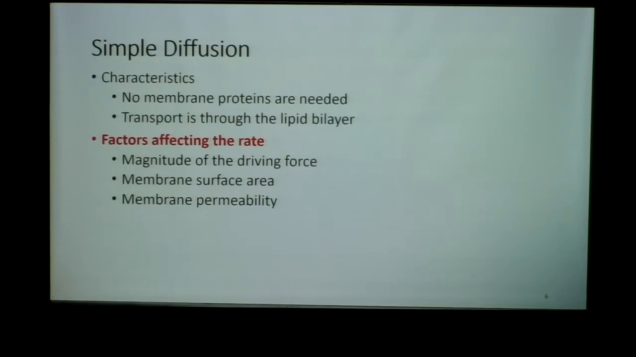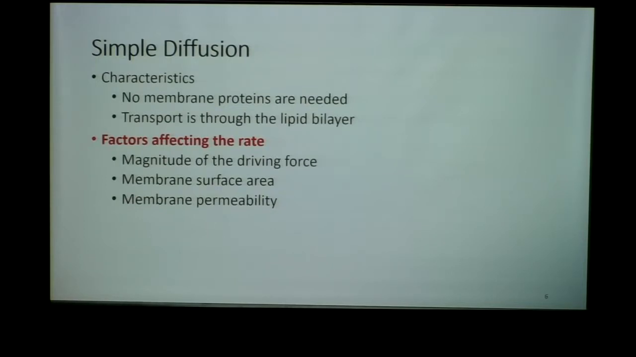Now, we want to understand here that there are no membrane proteins required. And this simply means that there's no facilitation required whatsoever. There's no mediators, there's no carriers required. These particles are moving freely through the lipid bilayer, okay? And so there are three factors that affect how fast these particles will move. The first one is the magnitude of the driving force. And when we talk about the driving force with regard to simple diffusion, we're usually talking about the chemical driving force. We can include the electrical driving force, but we're usually talking about that concentration gradient, right?